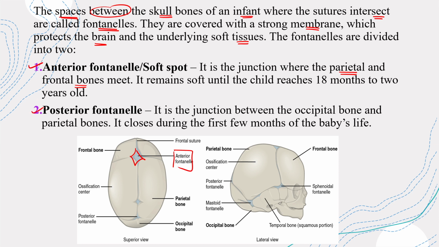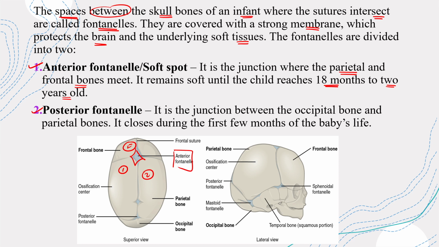The anterior fontanelle is the junction between the parietal bones and the frontal bone, where the two parietal bones meet. This is your first parietal bone, this is your second parietal bone, and it's joining your frontal bone. The space between them is known as the anterior fontanelle, or you can say it's the soft spot. It remains soft until the child reaches 18 months, or 2 years old.